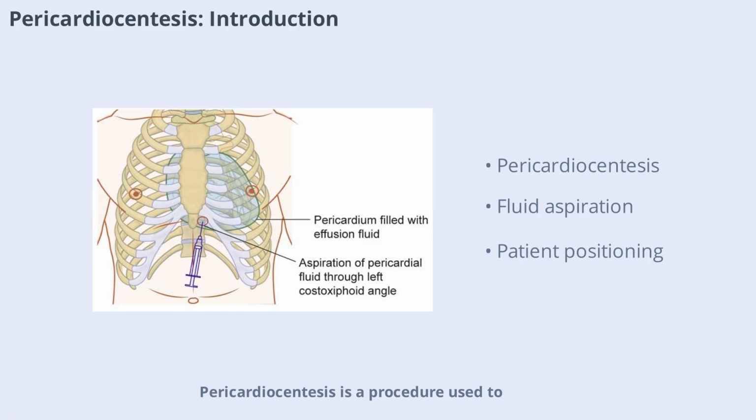Pericardiocentesis is a procedure used to aspirate excess fluid from the pericardium. The patient is positioned supine, with the head of the bed raised by 30 to 60 degrees to bring the heart closer to the anterior chest wall. This positioning facilitates safer and more effective fluid removal.